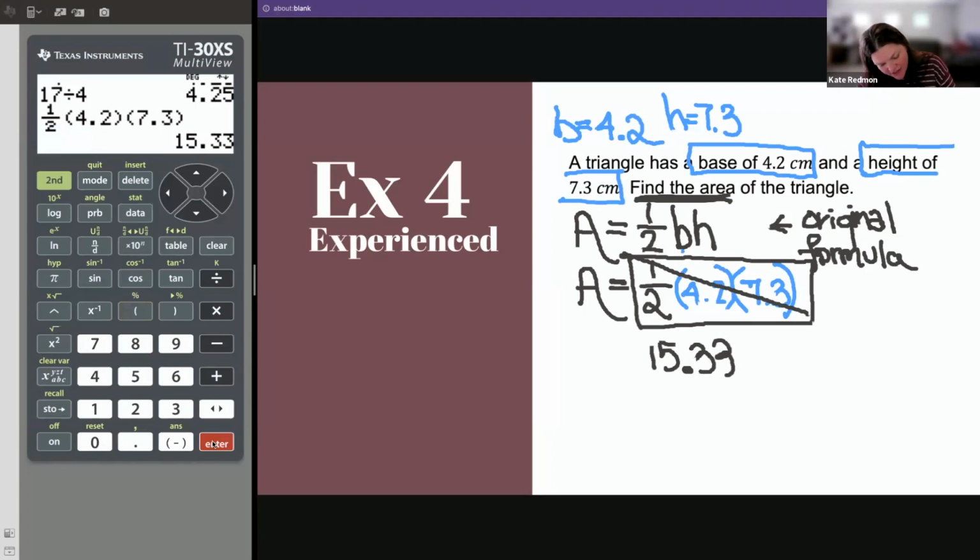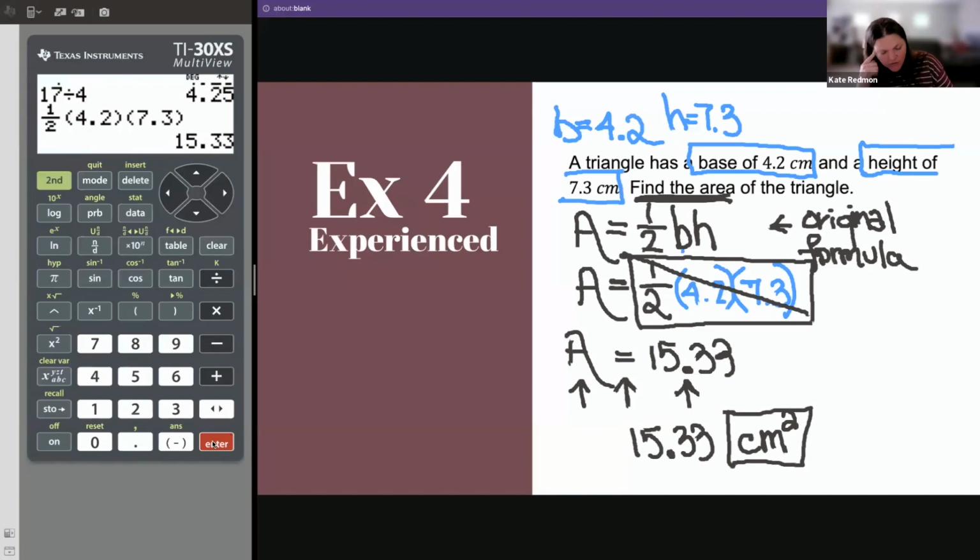This entire right-hand side simplifies to 15.33. And what was that equal to? That was equal to A. And now I'm just saying, in the language of math, the area is 15.33. Now, I know enough about geometry to tell you that that's 15.33 square centimeters. But for now, the main thing here is the number.